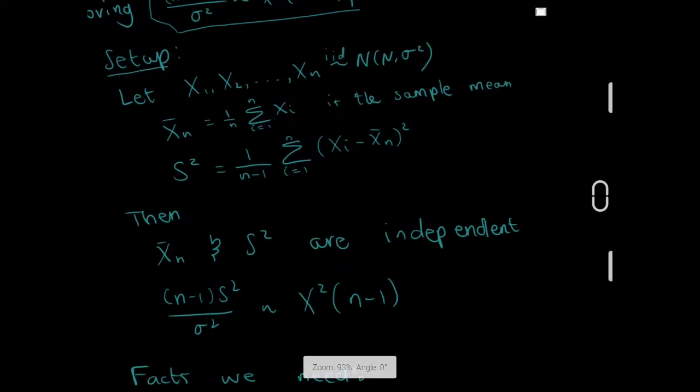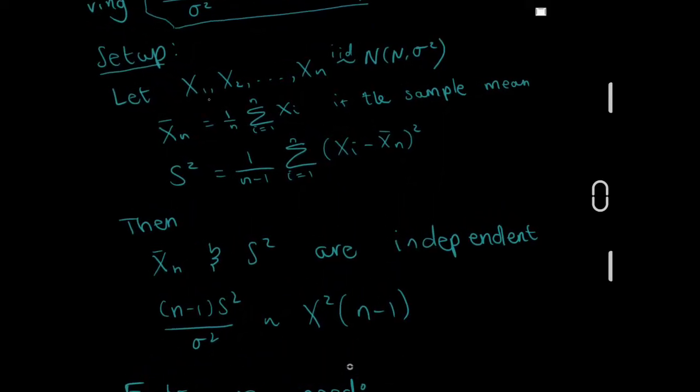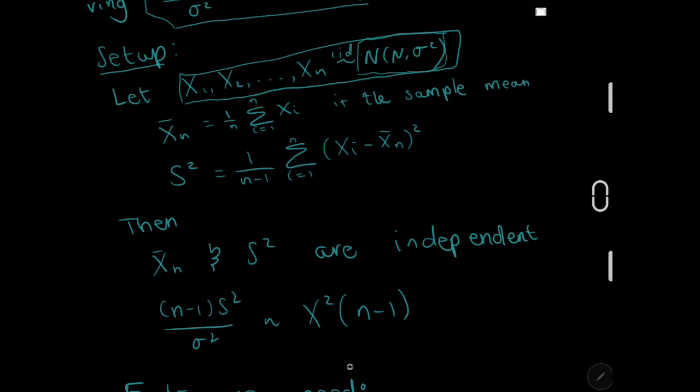Okay, so this is our setup. We have a normally distributed sample. Our sample size is n, and these sample points all have a normal distribution with a mean of mu and a variance of sigma squared. Then we define our sample mean, xn bar. We've talked about this multiple times, but it's just 1 over n times the sum of all your xi's. And then you have your sample variance.